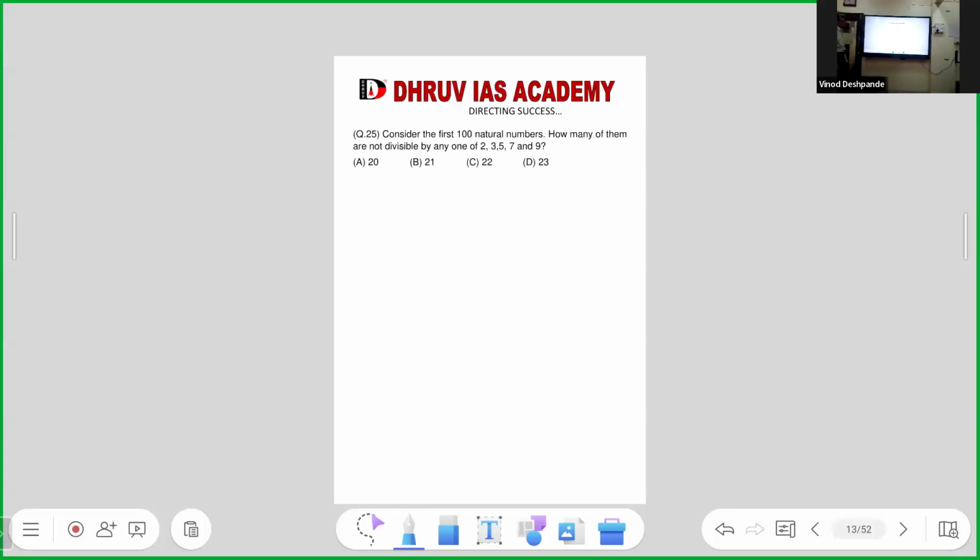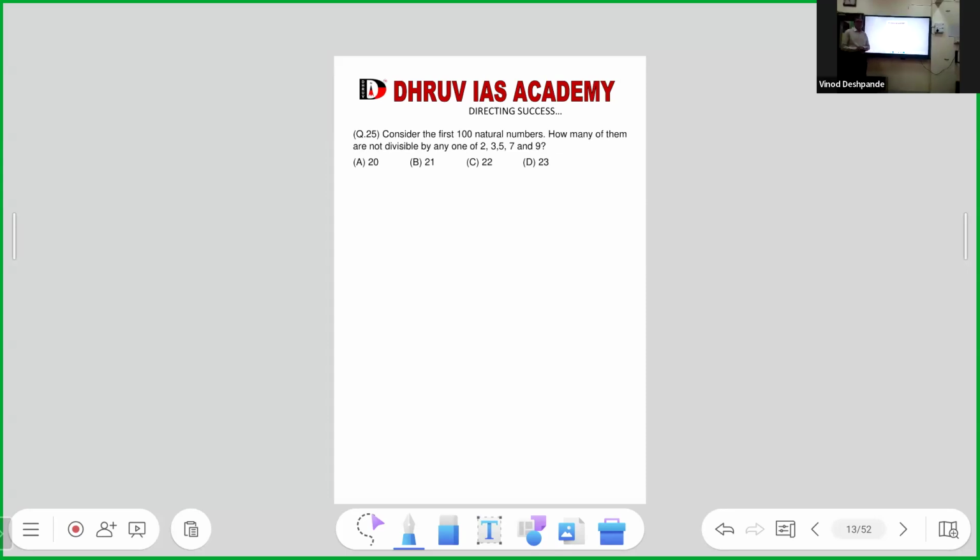Consider the first 100 natural numbers. How many of them are not divisible by any one of 2, 3, 5, 7 and 9? That means from 1 to 100, there are 100 natural numbers. From this, we have to rule out those numbers which are divisible by 2, 3, 5, 7 and 9. Now numbers divisible by 2 means all the even numbers. So all the even numbers from 1 to 100 are ruled out. So we have to just consider all the odd numbers.